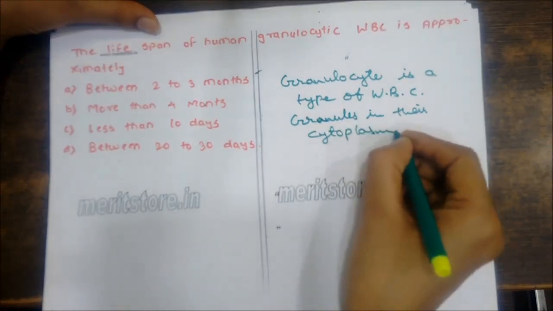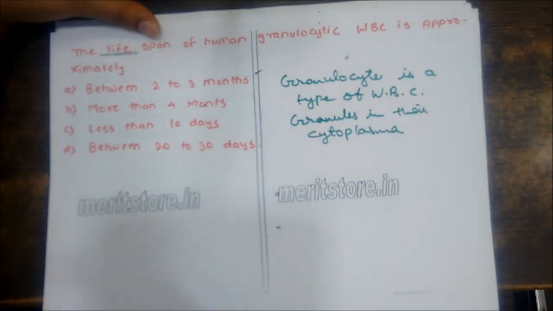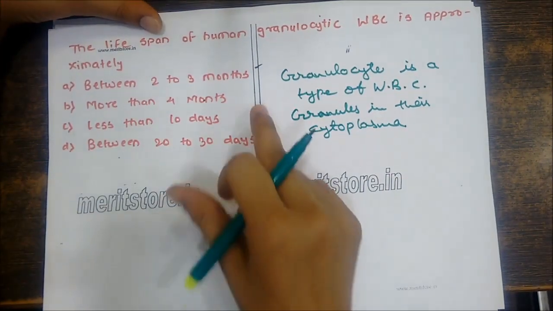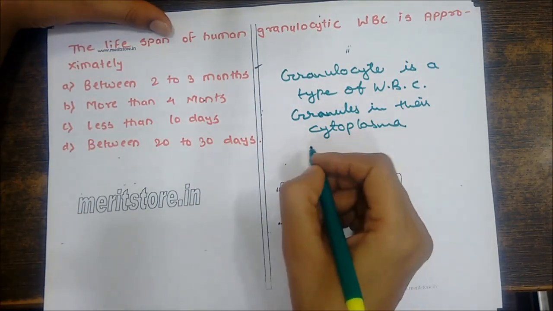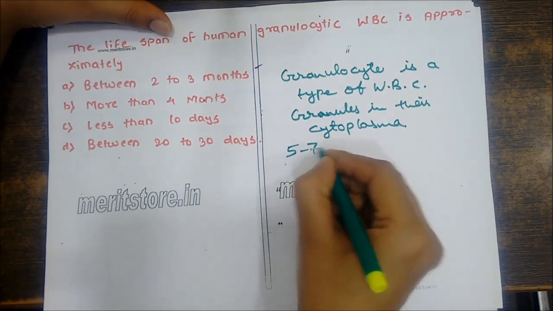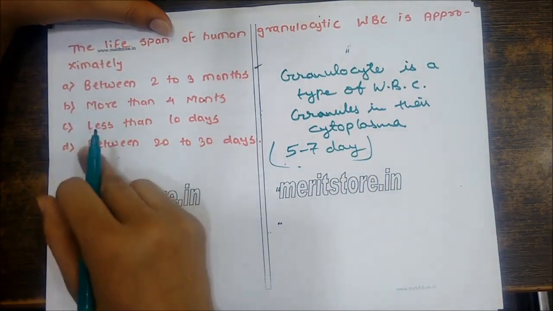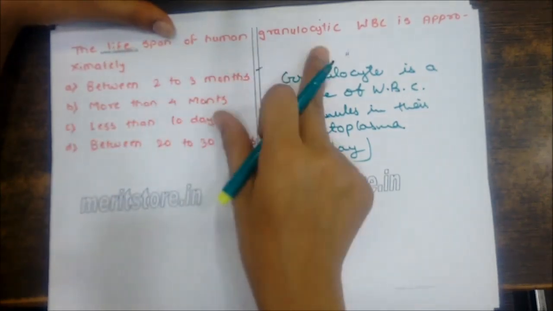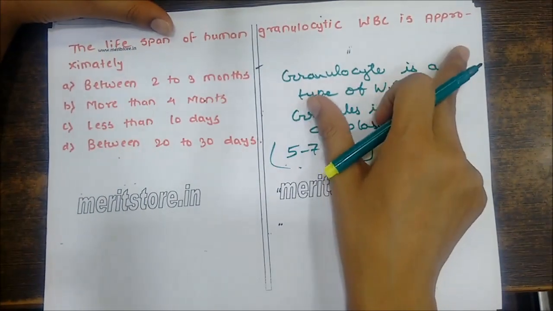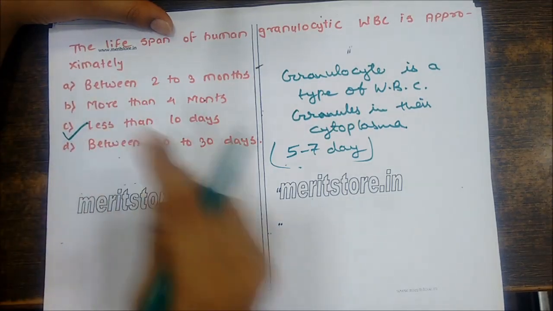so these are called granulocytes, and the lifespan of these granulocytes is around 5 to 7 days. So we can go with the answer C, less than 10 days. The lifespan of human granulocytic WBC is approximately less than 10 days. That is C.